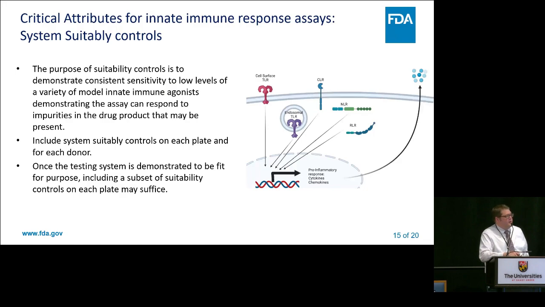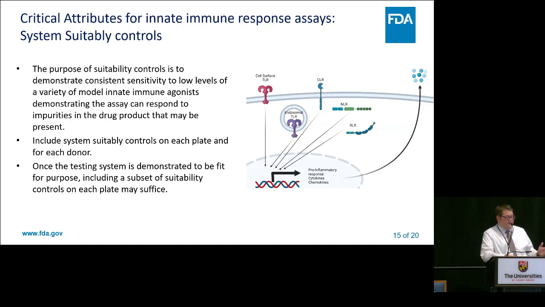So going back to system suitability controls, these are in place to demonstrate consistent sensitivity to low levels of a variety of model innate immune agonists, demonstrating the assay can respond to impurities in the drug product that may be present. These should be included on each plate for each donor.